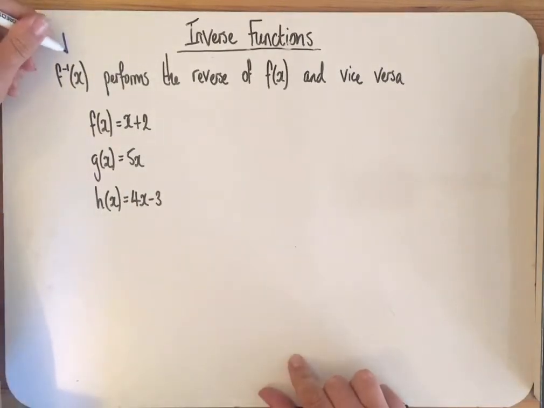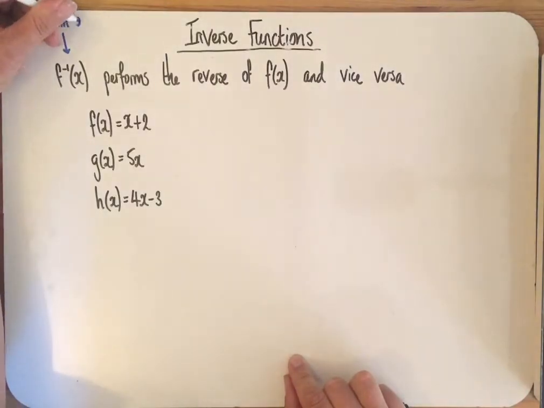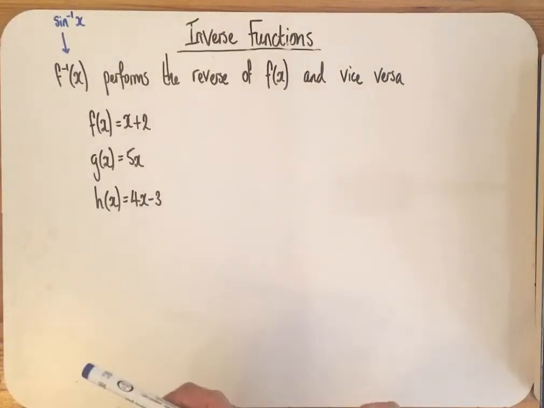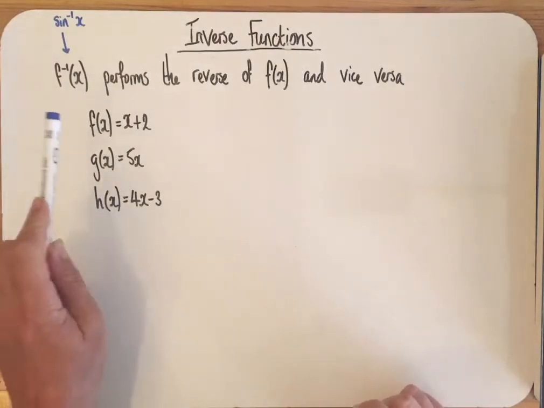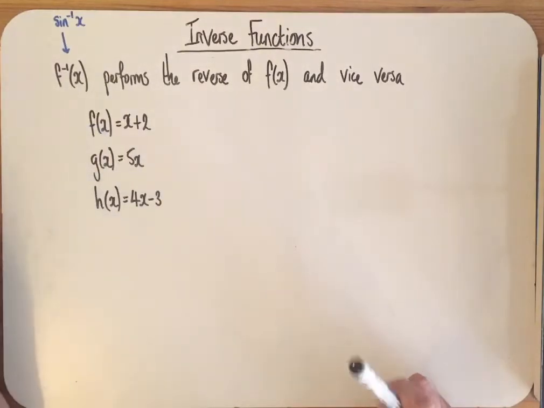If you think about it on your calculator, when you do shift sine, above the sin x, it looks like that on your calculator. Because you're doing the inverse of sin x, you're undoing sine of x. So the inverse performs the reverse of f of x and vice versa. So f of x performs the reverse of the inverse.